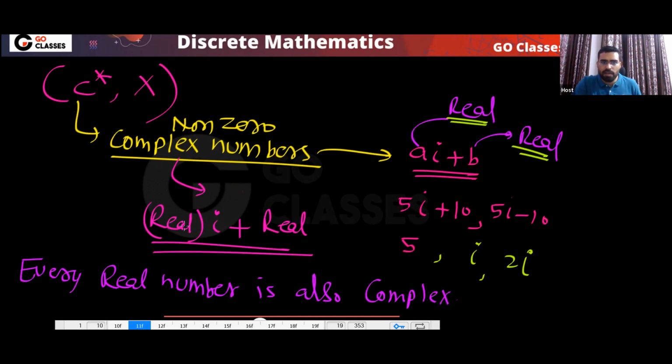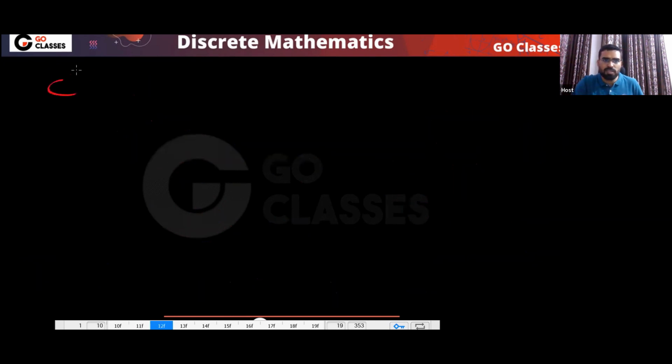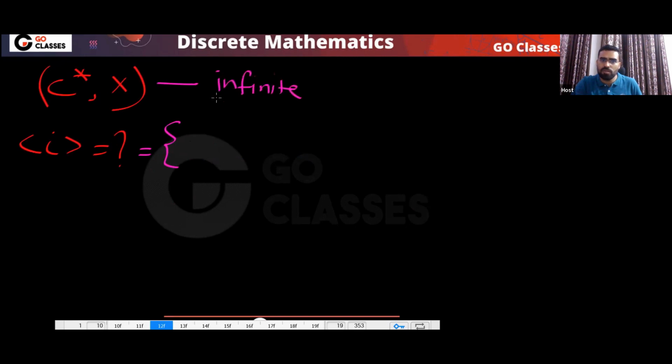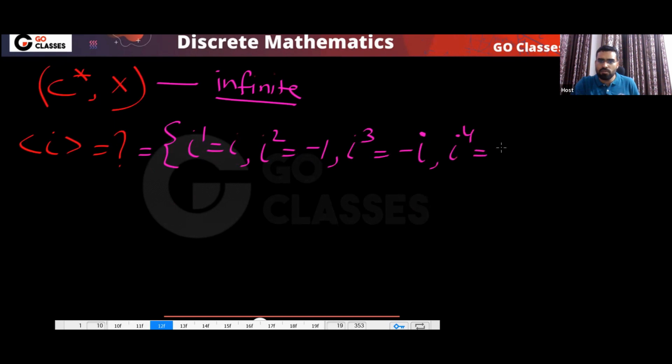Anyway, now what is the subgroup generated by iota? Because this is an infinite group, tell me what will be iota power 1? That will be iota. What is iota power 2? That will be minus 1. What is iota power 3? That will be minus iota. And what will be iota power 4? That will be 1, and that is your identity element.